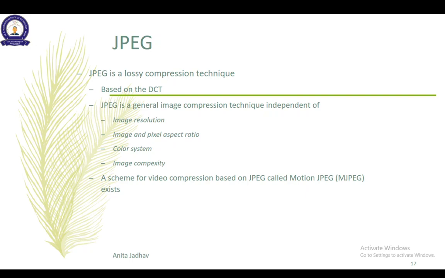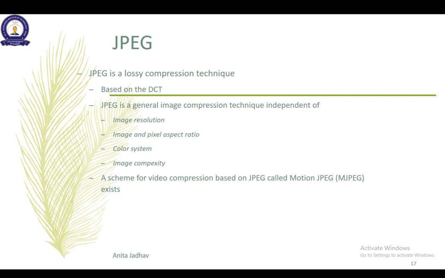JPEG is more popular because of these things also. It is an image compression technique independent of the input. That means the JPEG compression algorithm can accept input in any format. For example, image resolution. Whatever kind of image you give it as input, whatever the resolution, it doesn't matter. It is independent of image and pixel aspect ratio.